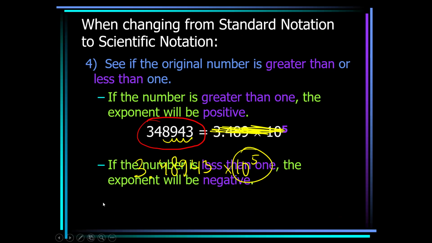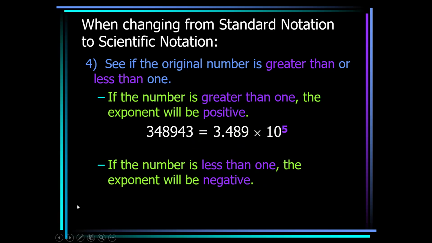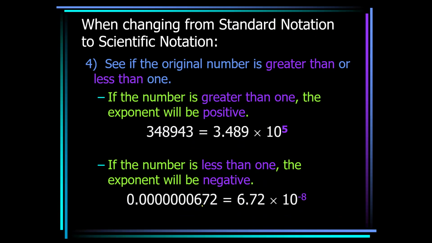Next. If the number is less than 1, it will be negative. For example, this. So 6. You put 6.72, go left 1, 2, 3, 4, 5, 6, 7, 8. Go left, negative 8. Now, what has to be focused on? What has to be written? You need to write it neatly. If you don't write it neatly, you will mess up your zeros later. And put the details. The details matter a lot.